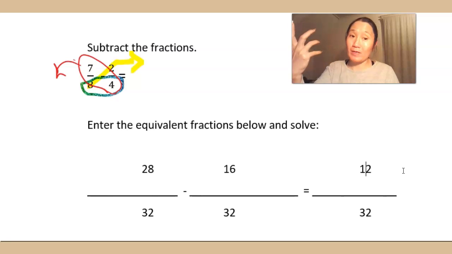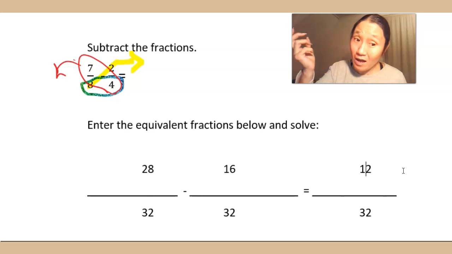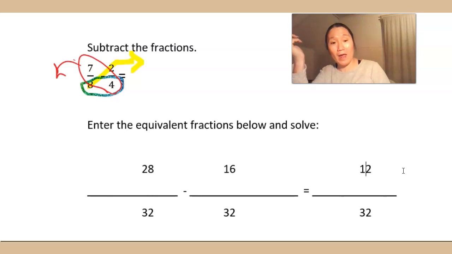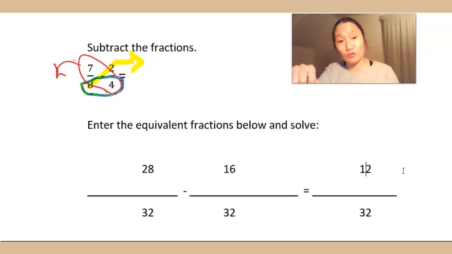Now, the reason why you create common denominators is all your pieces have to be the same size, and if they're not, you can't add or subtract. So we have to make our denominators, what we cut our wholes into, all the same.